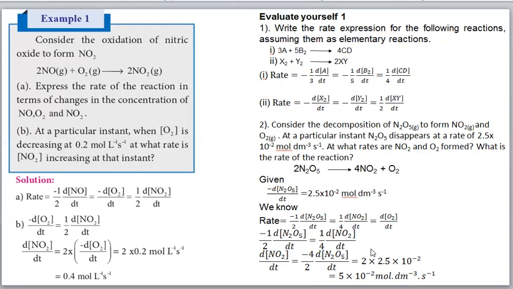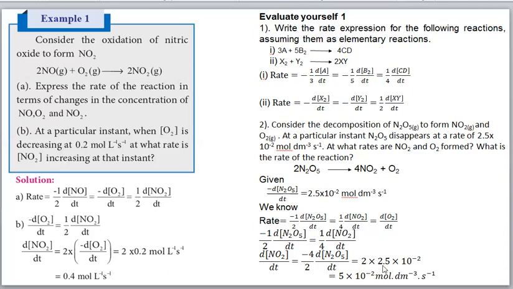2.5 into 10 to the power minus 2. What about this minus sign? The minus sign is not written. The minus sign indicates that the concentration decreases. That is what is given here: disappears. Disappears means it decreases only. So the minus sign is already included in this value, because only the decreasing concentration is given there.